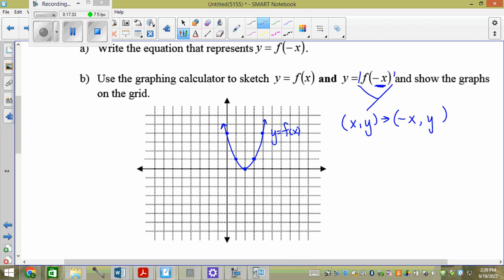I have a 1 here and I have nothing back here, right? So my y isn't changing at all. Just my x is being negated. So if it's in that bracket with the x, it affects the x of mapping. If it's not in that bracket with the x, it affects the y's.